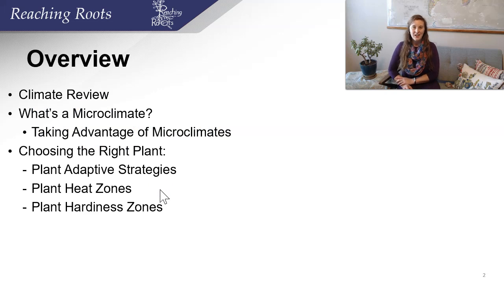We're going to start by reviewing climate, which we covered in our last lecture. We're then going to learn what a microclimate is and how to take advantage of microclimates to grow plants more successfully. We're then going to learn some more tools for choosing the right plant, such as understanding plant adaptive strategies, understanding the ability for that plant to tolerate heat and cold, and we'll learn about 2 tools to help us determine how cold our region gets and how hot.